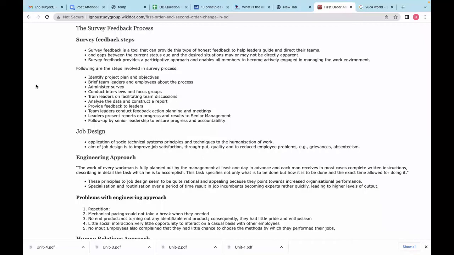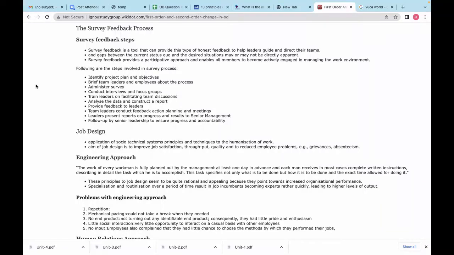It helps us identify the gap between the current process and the desired situation, right? Otherwise it is not very apparent. Some of the things which are not apparent would actually come out of this survey feedback. It is a more participative approach where you're bringing all employees into the process. They are giving you their opinion, right? Everybody is actively engaged.